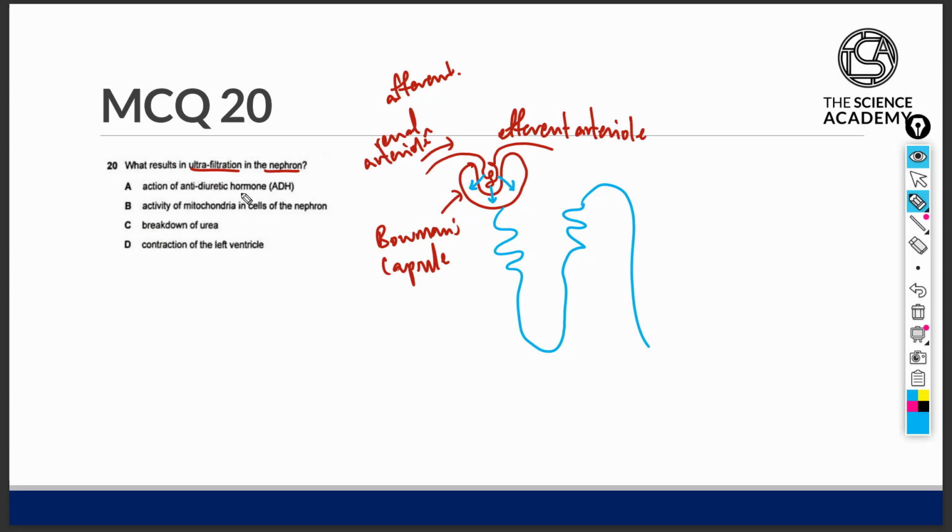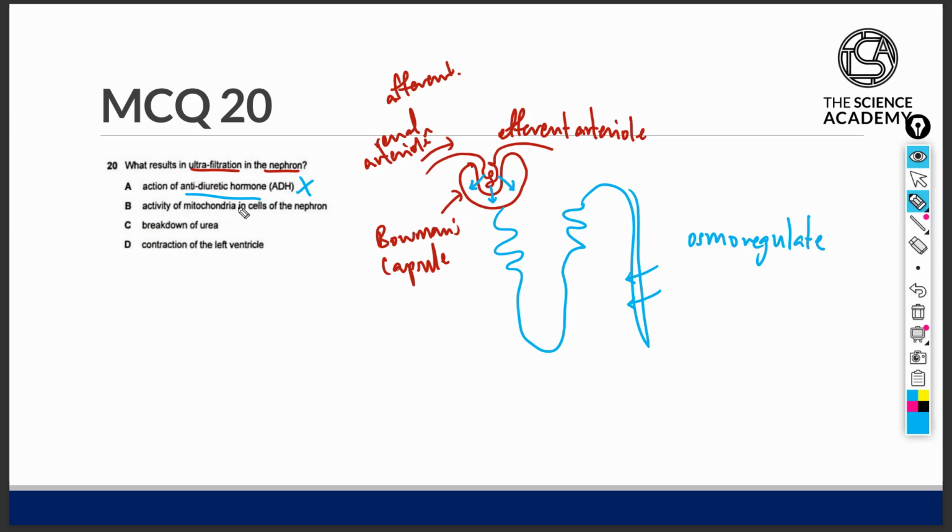Statement A states that the action of antidiuretic hormone results in this ultrafiltration. This is not true. We see antidiuretic hormone acting on the collecting duct, or rather the cells of the collecting duct, allowing them to help in osmoregulation, meaning to regulate osmolarity or the amount of water in our blood. ADH is a hormone that helps to change the permeability of these cells to water, allowing to adjust the amount of water that is reabsorbed back into the bloodstream. Therefore, antidiuretic hormone does not affect ultrafiltration.